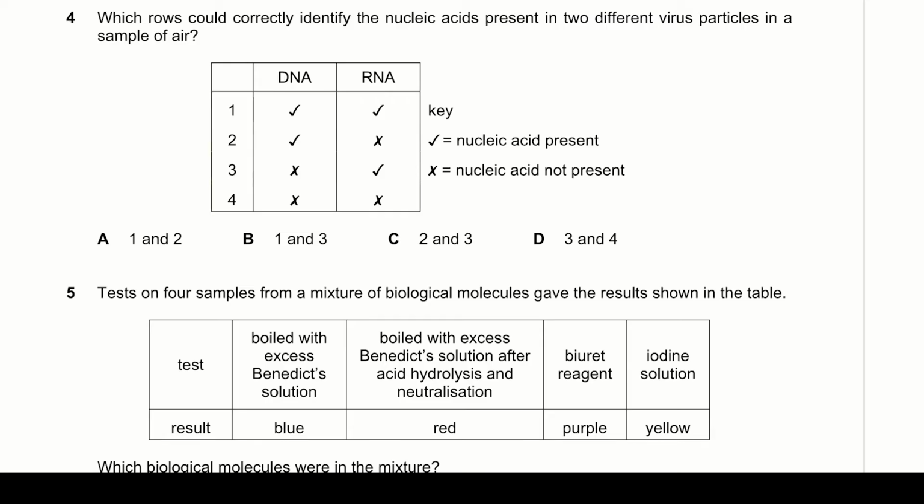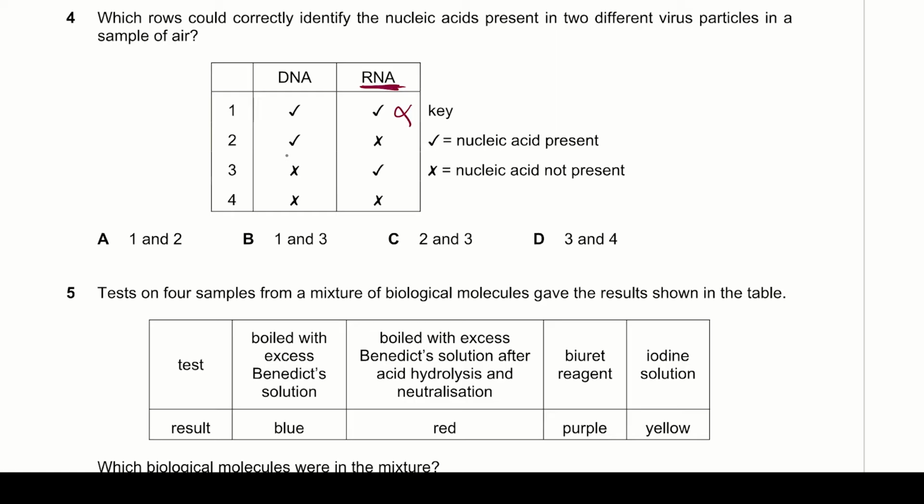Question 4. Which rows could correctly identify the nucleic acids present in two different virus particles in a sample of air? To start with, DNA and RNA. This is incorrect because a virus either has DNA or RNA. It cannot have both at the same time. And viruses with RNA are called retroviruses. So this is incorrect.